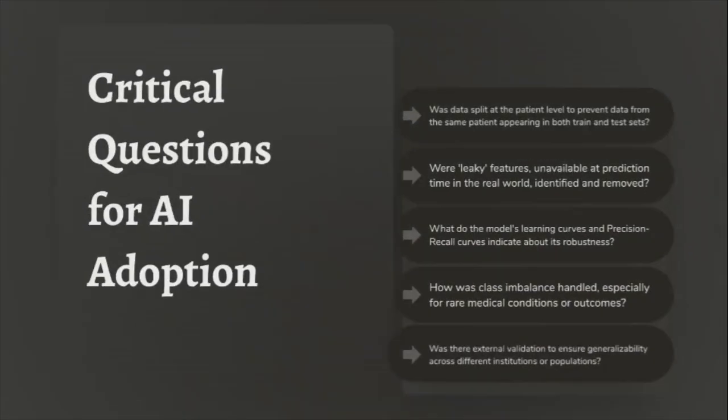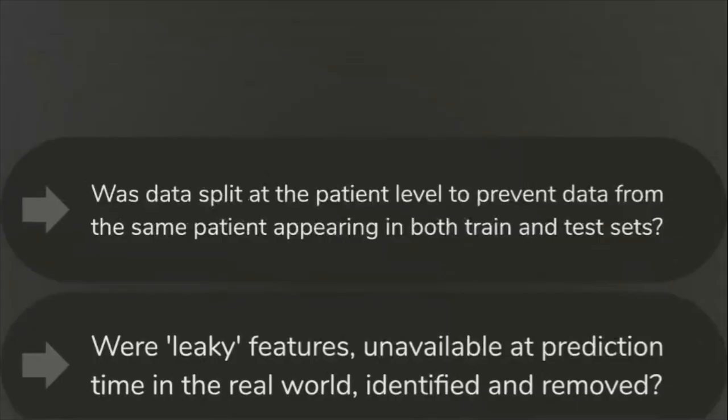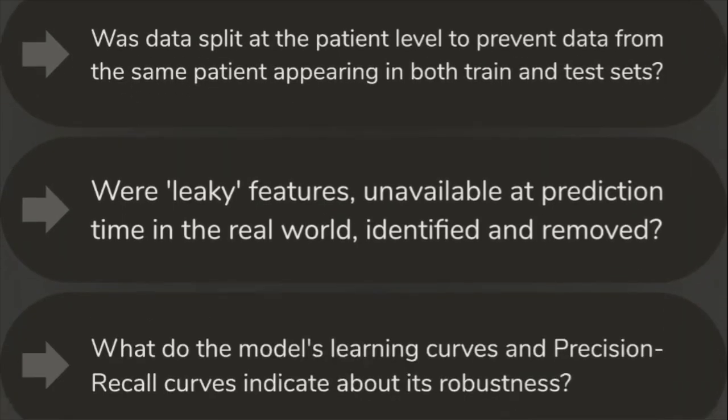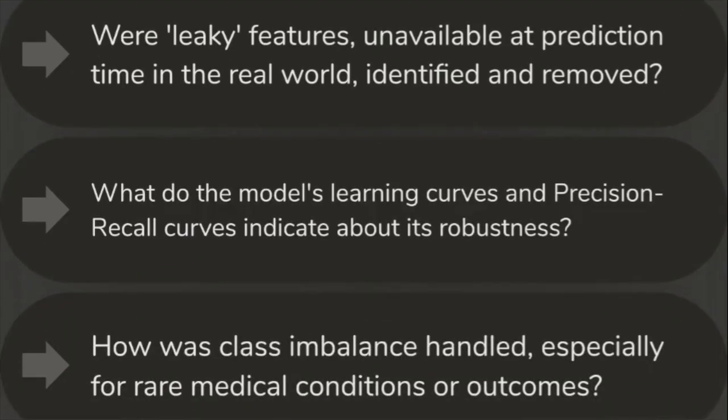Here are 5 essential questions that anyone adopting or evaluating a medical AI system should be prepared to ask. First, was the data split at the patient level, ensuring that no patient's data appears in both the training and validation or test sets? Second, were leaky features, meaning those unavailable at prediction time in actual clinical practice, identified and removed from the training? Third, what do the learning curves and precision recall curves reveal about the model's training dynamics and robustness?